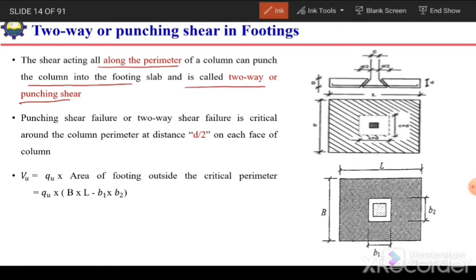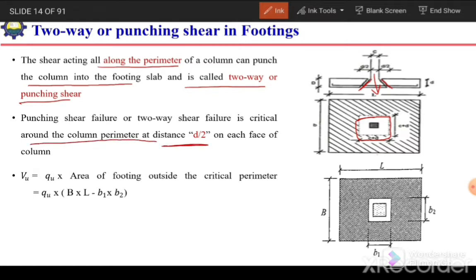Here we can see the diagonal cracks appear on all four sides of the column, and the column will be punched out of this slab. This appears all along the column, so this type of shear is termed two-way or punching shear. The punching shear failure is critical around the column perimeter at a distance d by 2.